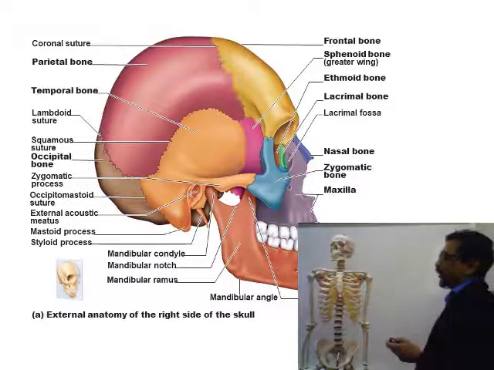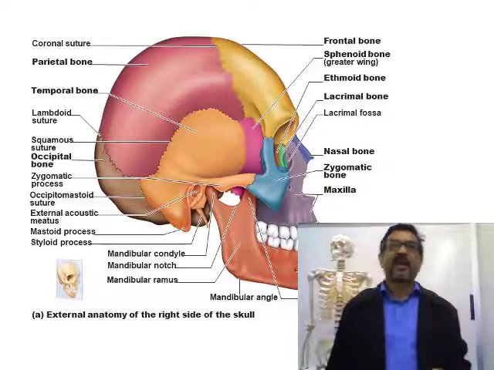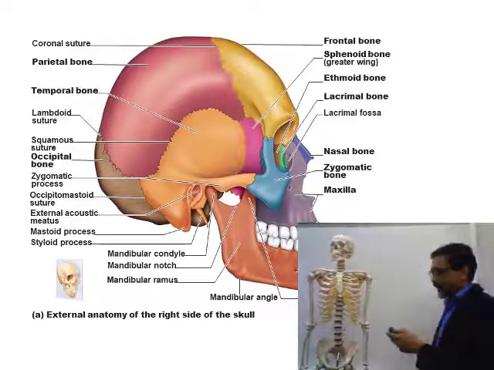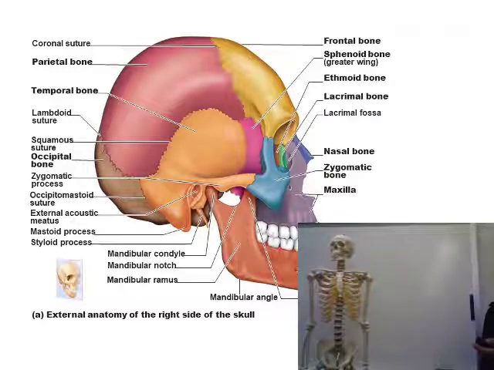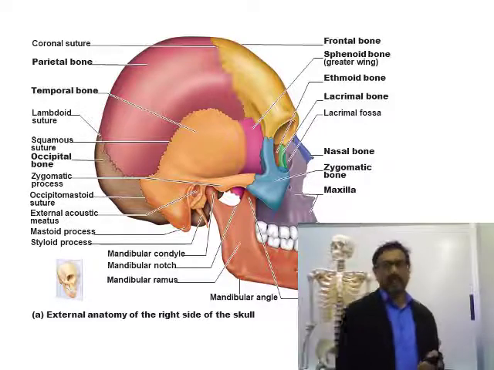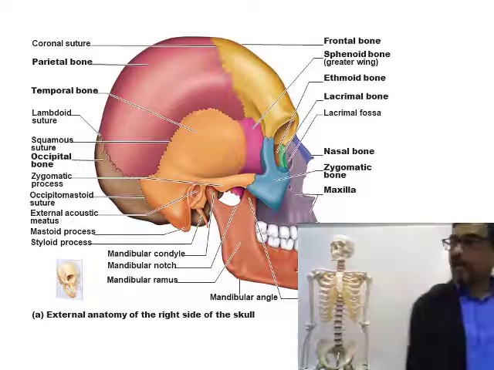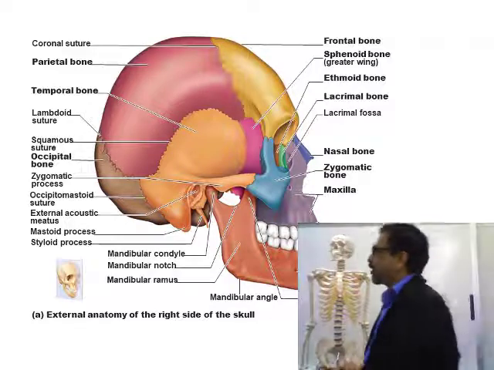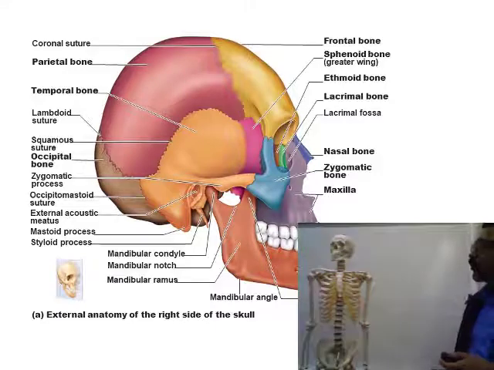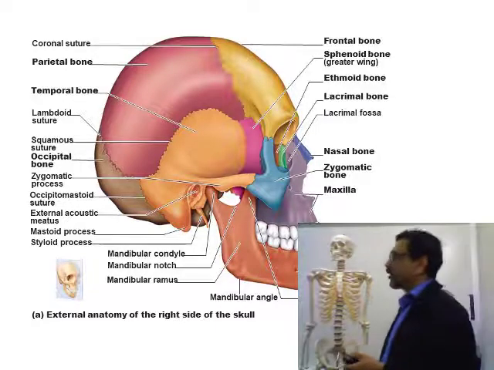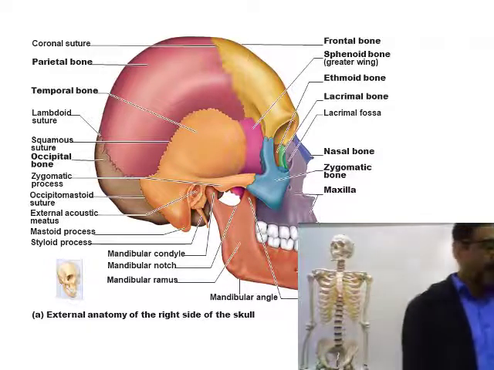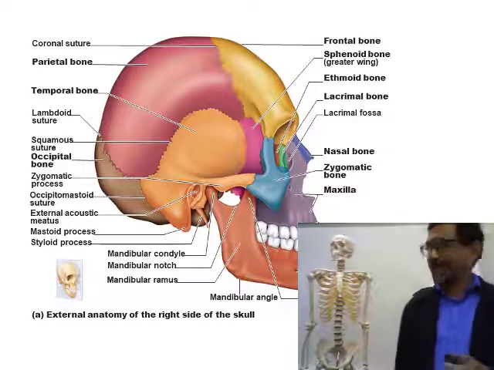Now sutures. Sutures are the joints in the skull, and the cranial bones join to each other at the sutures. So what are the sutures present in the skull? Important or large sutures are the coronal suture, sagittal suture, lambdoid suture, and squamous suture. There are a couple more, but these are the main ones.